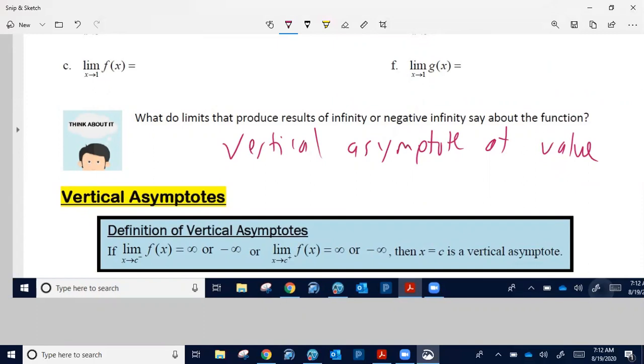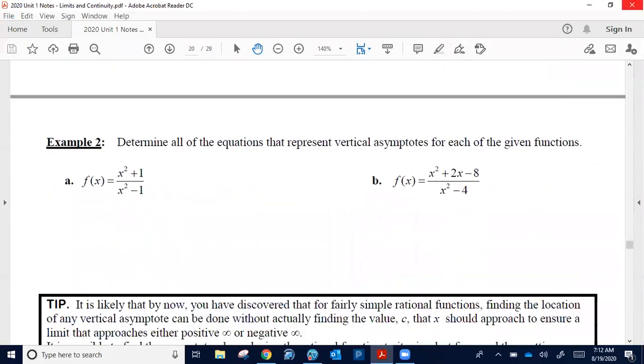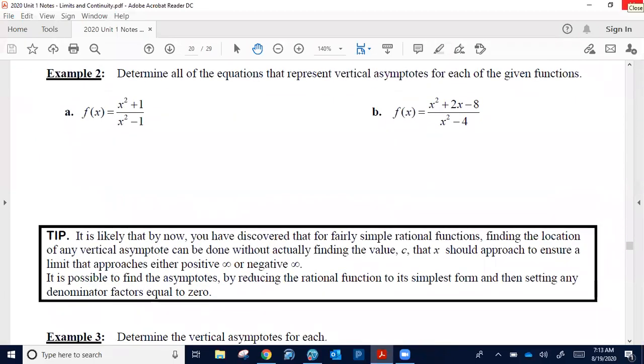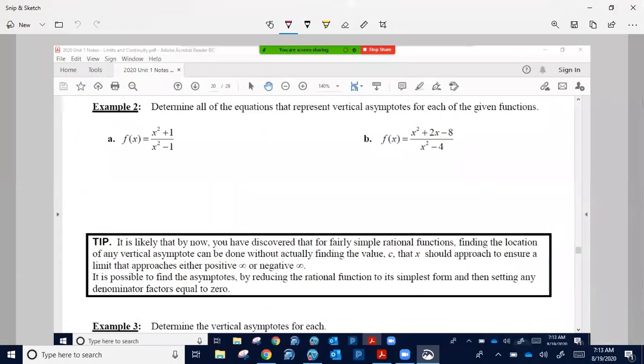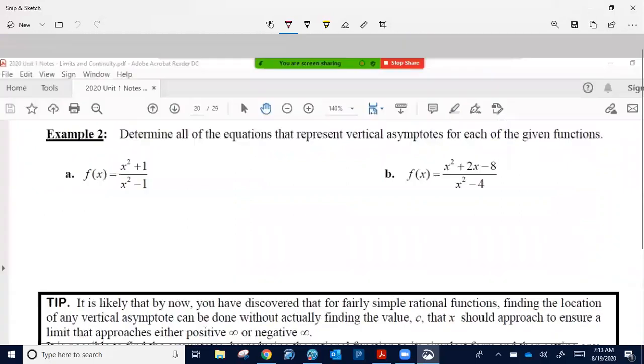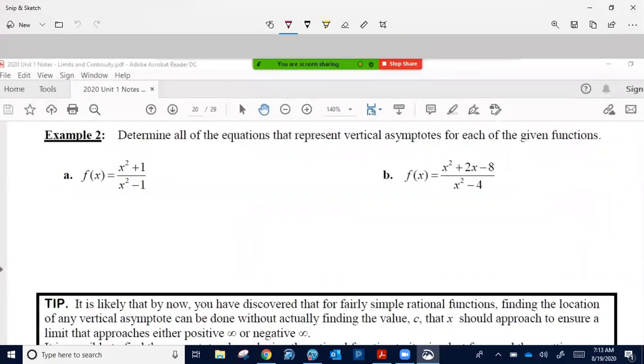If your limit as x approaches a number from the left is infinity or negative infinity, or your limit as x approaches a number from the right side is infinity or negative infinity, then you have to have a vertical asymptote at that x equals c value. Well, how do we get that without necessarily looking at a picture, without maybe doing a limit every single time? Well, it kind of goes back to algebra class. Fractions are not good situations. The bottom of a fraction cannot be 0. Again, denominator cannot equal 0.